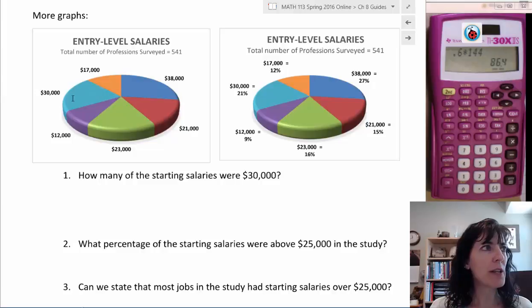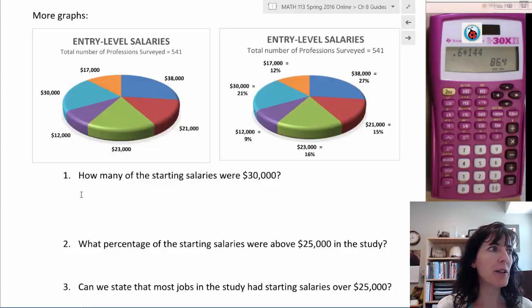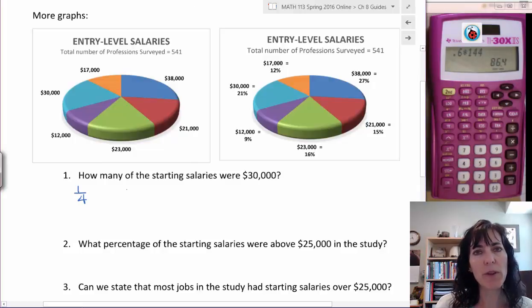If I look at the chart on the left, I see the chunk for 30,000 is this teal colored chunk right here. It looks like maybe it's about a fourth of the graph, but I can't be sure. So if I was using just this pie chart on the left, I would have to say a fourth of those 541 salaries were $30,000. Now, if I look at the pie chart on the right, I can see 30,000 has 21%. That's a lot more specific for me because I don't have to estimate based on the shape of the pie slice. I can get the exact percentage.